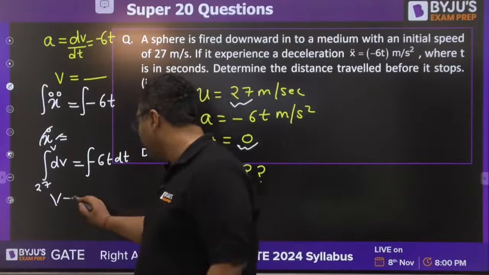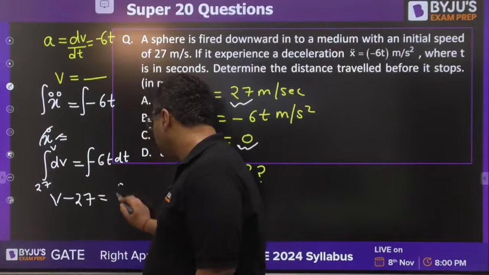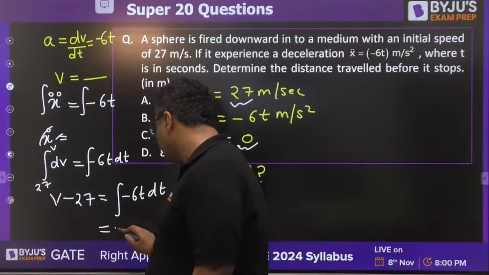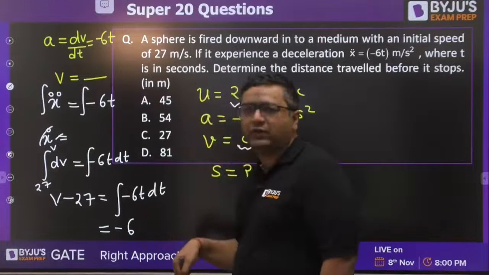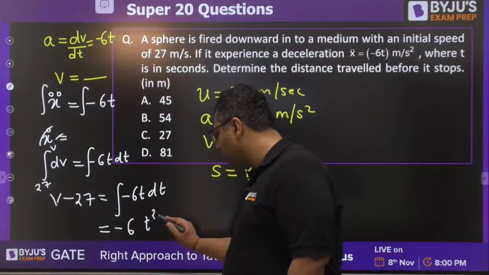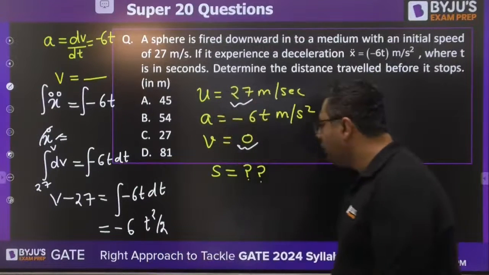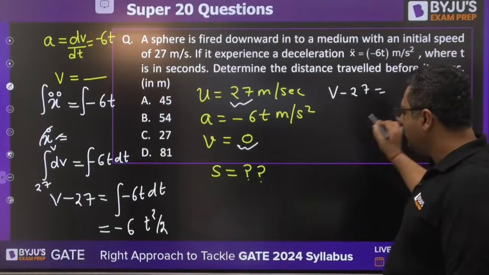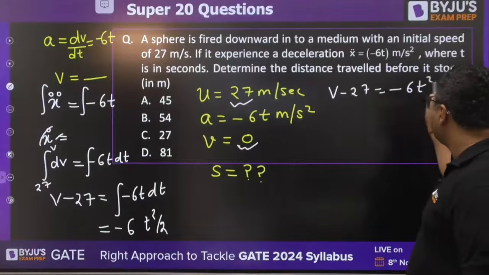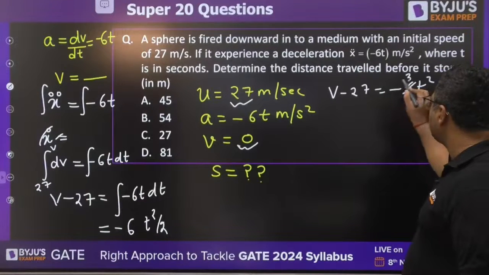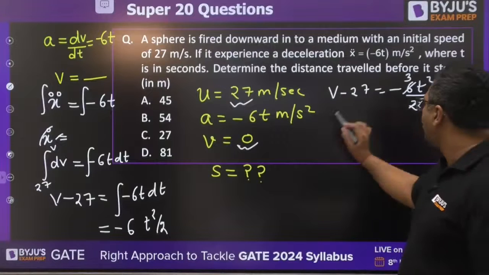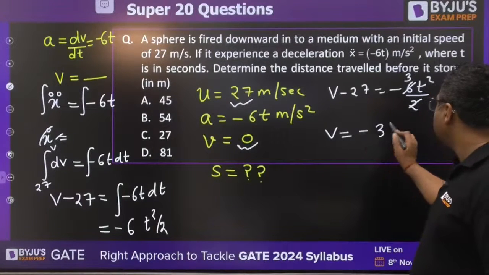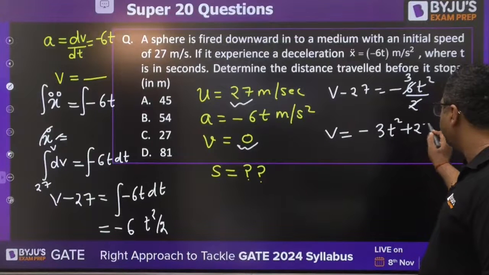So you would be getting v minus 27, that is coming out to be integration of minus 60 dt. So this will be minus 60 times t square by 2. So you will be getting v minus 27 is equal to minus 6 t square by 2. It will be minus 3 t square. So from here you are getting v equals minus 3 t square plus 27.